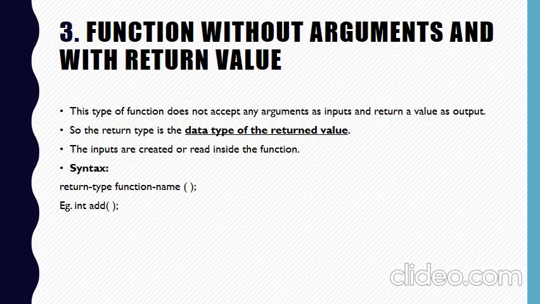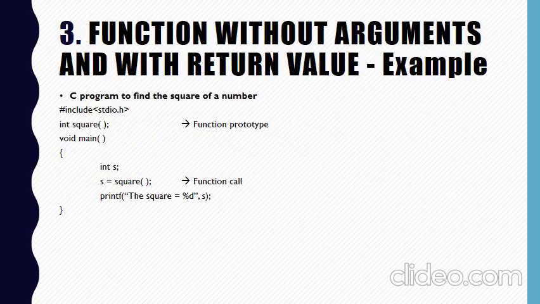ஸோ த ரிட்டர்ன் டைப் ஷுட் பி மென்ஷன்ட் பிஃபோர் த ஃபங்க்ஷன் நேம். அப்போ சின்டாக்ஸ் எப்படி எழுதணும்? ரிட்டர்ன் டைப், ஃபங்க்ஷன் நேம், empty parenthesis, finally a semicolon. One example, int add. So add is the name of the function. It is not going to accept any inputs as argument, but it is going to return you an integer as output. addங்கிறது function name. இதுக்கு எந்த input argumentும் வரப்போறதில்ல, ஒரே ஒரு integer value மட்டும் output return பண்ண போகுது இந்த function. So we'll see an example for this.